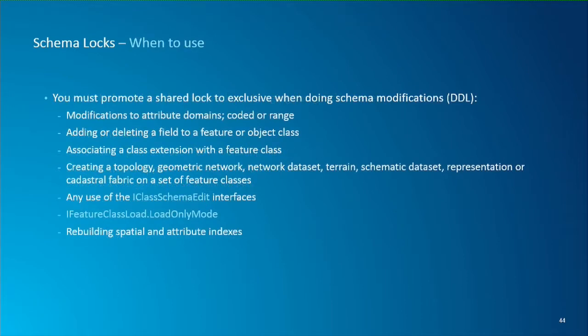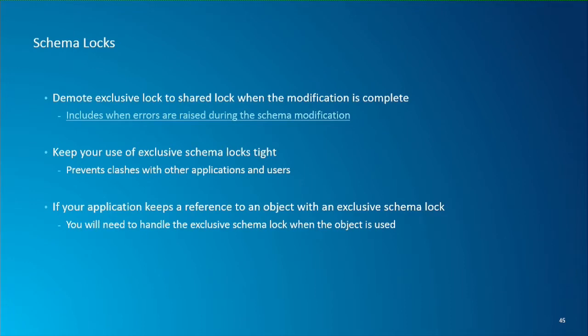So there's many different things, some obvious and some not so obvious, that require schema locking. I think an obvious one would be the example we've given of adding a field, or anything that happens via the iClass schema edit interface. But there's some that are less obvious, such as adding a coded value to a domain, or placing a class in load-only mode for loading data. So these are some of those things that you should look at and think about when you want to take an exclusive lock, and just remember that when you error or finish the operation, it's your responsibility as the developer to demote it.